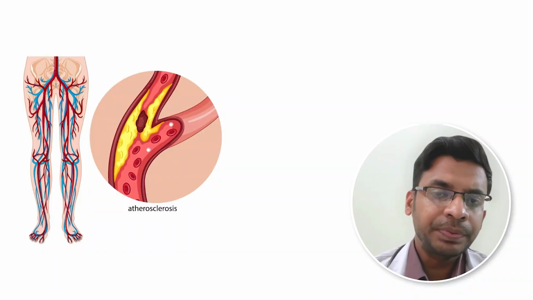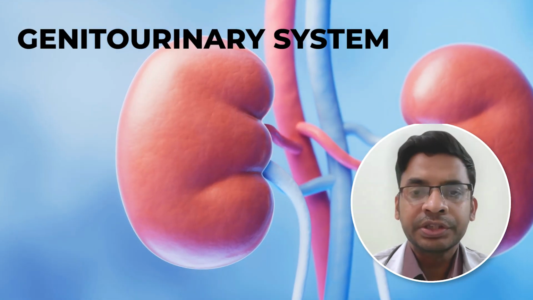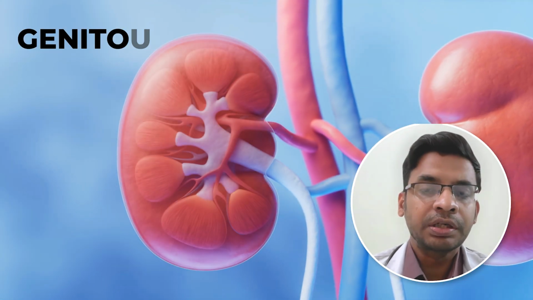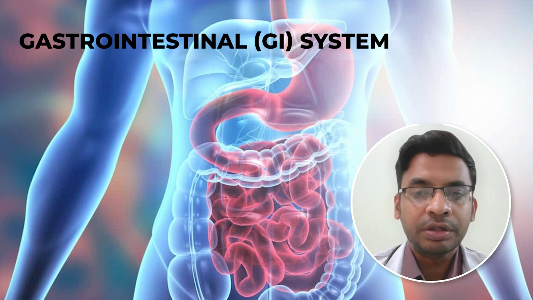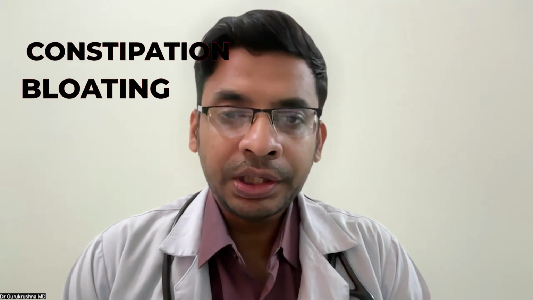It also affects the peripheral arteries. It also affects the genitourinary system. It also affects our GI system. Gastric autonomic neuropathy also occurs. Patients frequently suffer from constipation and bloating. But the most important is that it affects the heart, and that is called cardiovascular autonomic neuropathy because of long-standing diabetes. Whether it is controlled or uncontrolled, you are going to develop it.